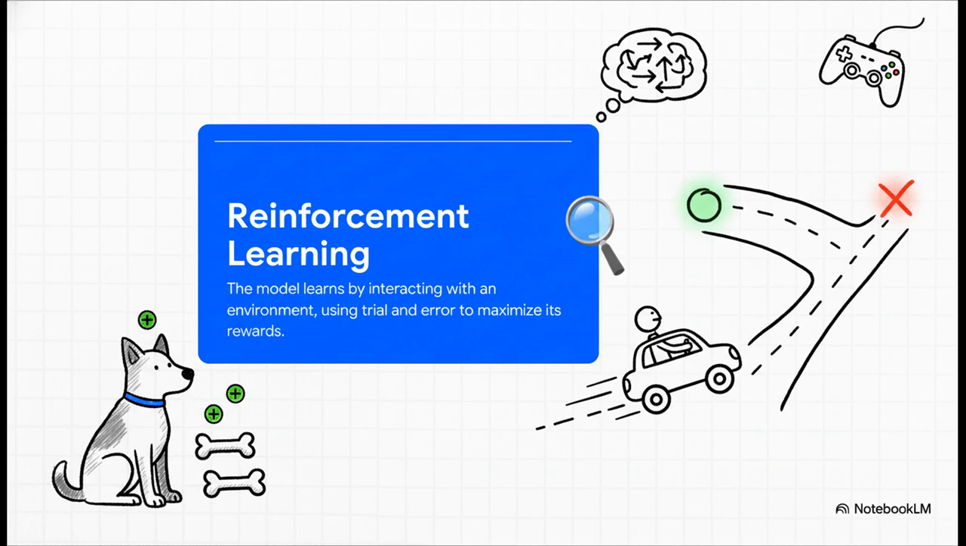And this one is a totally different beast. This is all about learning by doing, through pure trial and error. The model takes an action, and if it's a good move, it gets a reward, a virtual treat. If it's a bad move, it gets a penalty. It's literally like training a pet. Over millions and millions of tries, it slowly learns the sequence of actions that gets it the biggest reward. This is the secret sauce behind things like self-driving cars and AI that can beat humans at chess.